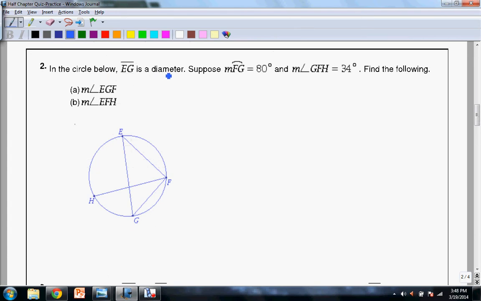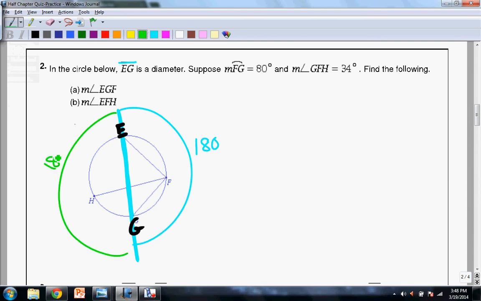It says down below, in the circle below, EG is a diameter. Stop. First thing you want to do is trace and stretch that diameter. There's the diameter there. It says it's EG, so we're going to trace it and stretch. Keep in mind that that means you have 180 going this way, and you have 180 going this way. We're told F to G, the arc, is 80 degrees.